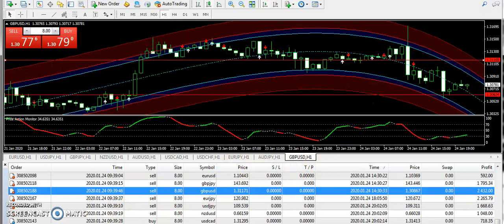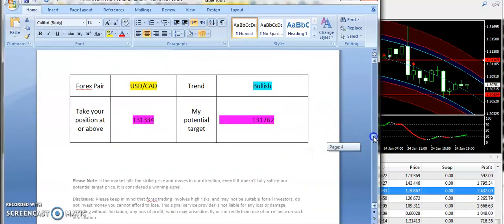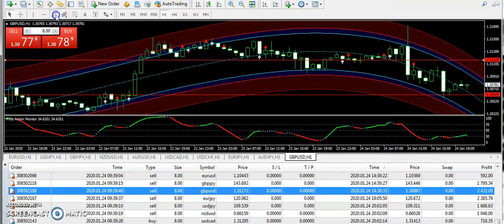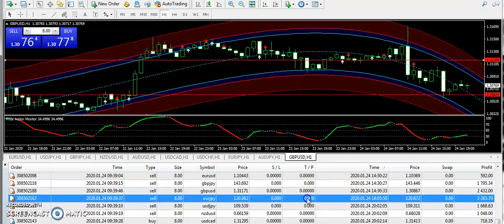Next, let's talk about another drop that we have seen today on Great Britain Pound USD. Early in the morning I predicted the downward trend on Great Britain Pound USD from 131169 and 130624 was the target price. And guys, you can see right from the entry the market started to go on the weaker side, and finally it touched the target price. After that it rebounded from that level, but overall our signal had expired by that time.